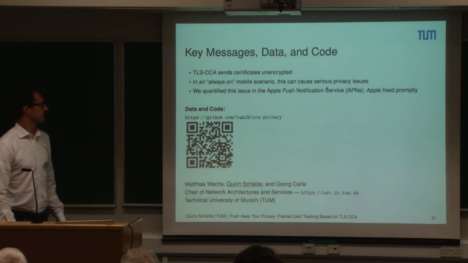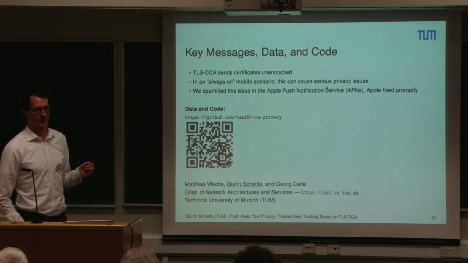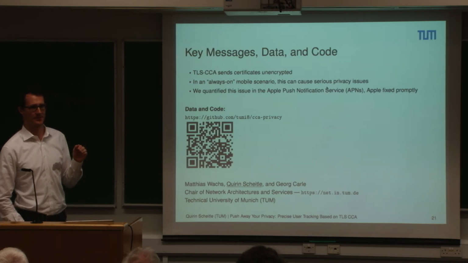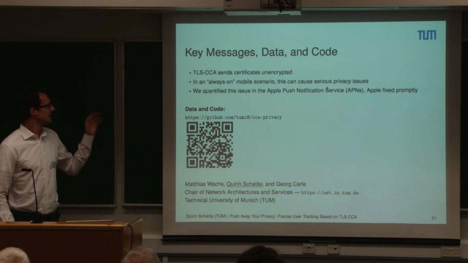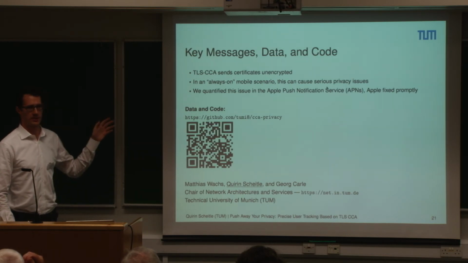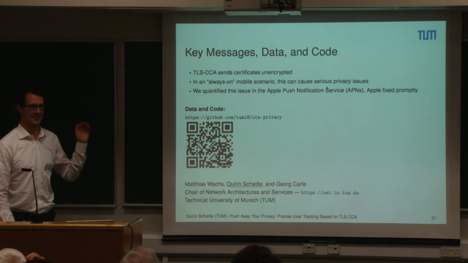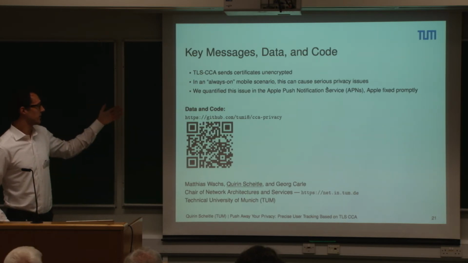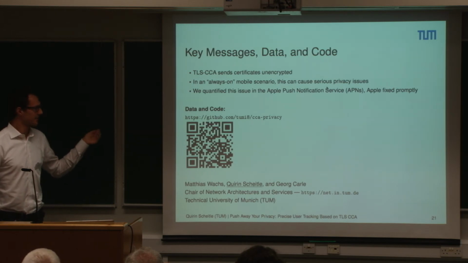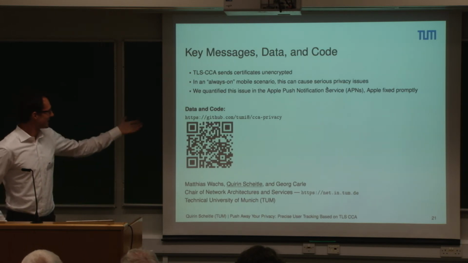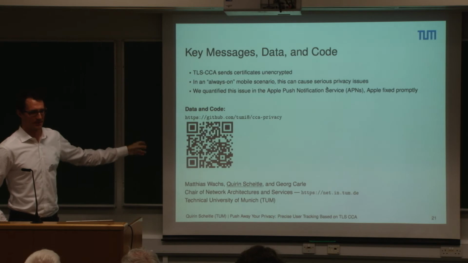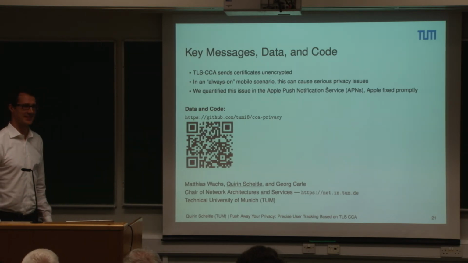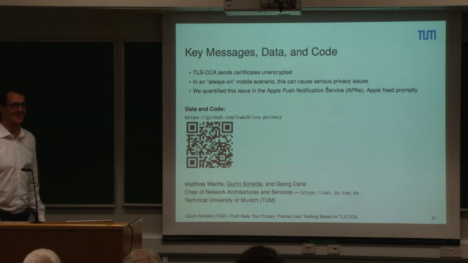Key messages. CCA does send certificates unencrypted. Please really think twice before you use it in TLS 1.2, especially if you have that always-on mobile scenario where devices are constantly logged in. That's really not the best. And yeah, we quantified it, sent it to Apple, and they actually fixed it, which I'm really happy about. Data and code are both on GitHub. The data's not too big, so we can just host it on GitHub. And that's the end of my talk. I'll be happy to answer questions.